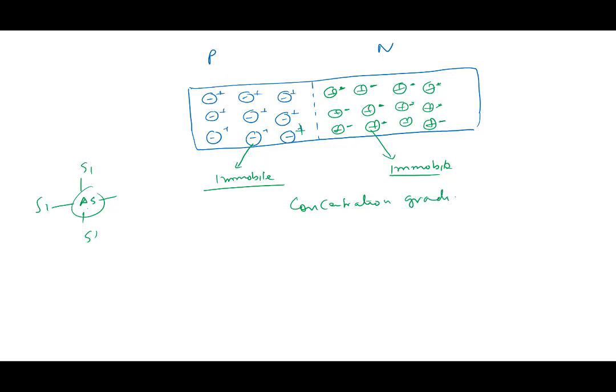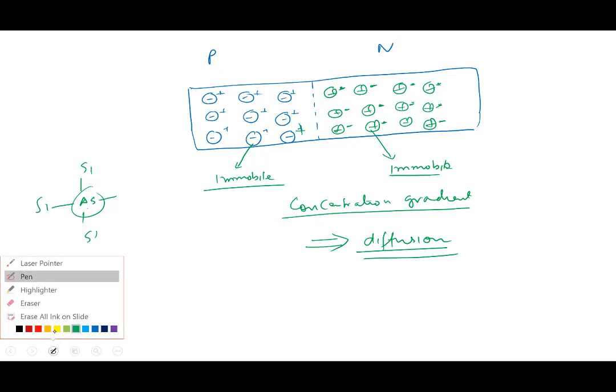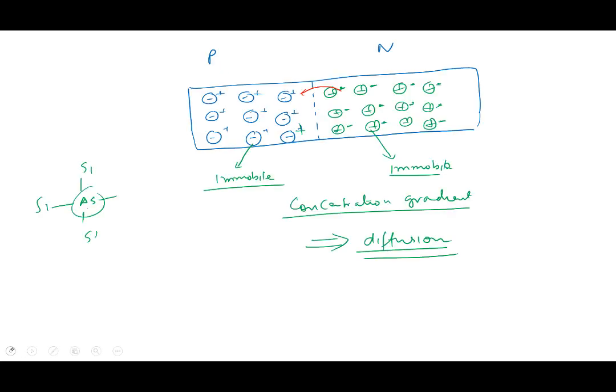And all of you know that if you create a concentration gradient, what do you get? If you have a lot of gas molecules of one kind here and fewer here, what do you get? What is that process called? Diffusion. You get diffusion occurring here. So what's going to happen to these electrons here? They're all going to come here because of the diffusion process.